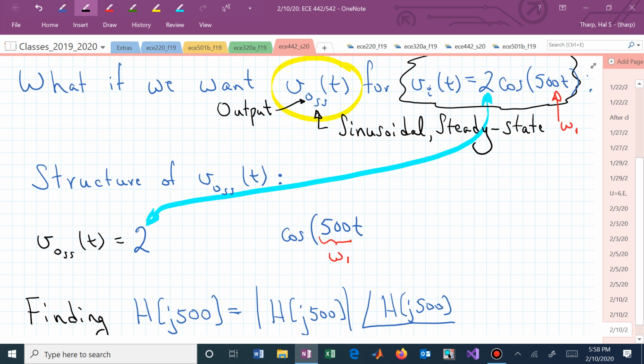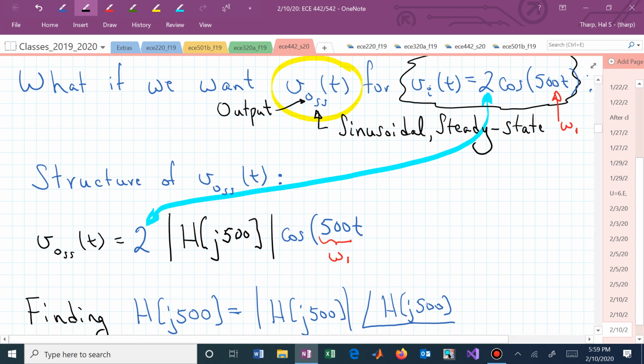What's our notation that we use? Do you remember that we might say, oh, that's the magnitude of h. What do I put in there? J omega 1, and omega 1 is 500. We just find the frequency response, or we evaluate h at J500. That'll be a complex number. We find its magnitude, and that's what scales the original magnitude of 2 at the output.